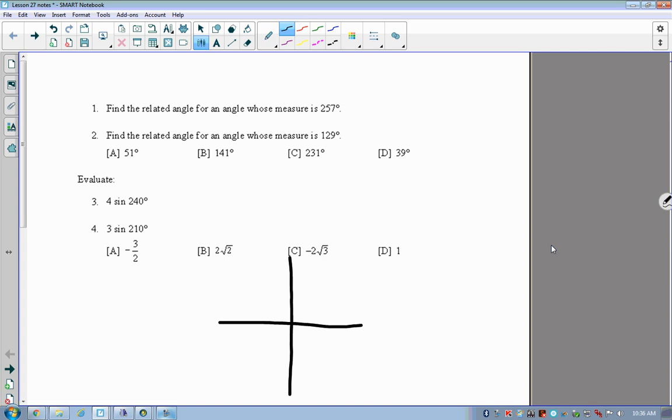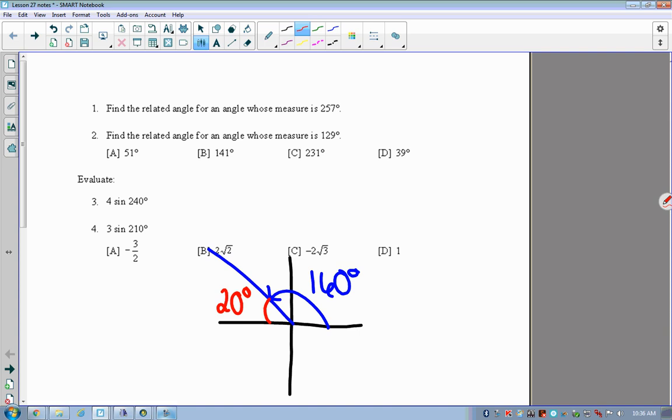All right, so related angles are the angles that exist between our angle and the x-axis. Okay, and we have seen these a lot. So for instance, if we're over here, and let's say that this is 160 degrees, the related angle is going to be this angle right here. What is that angle? What is the related angle? 20 degrees. Okay?